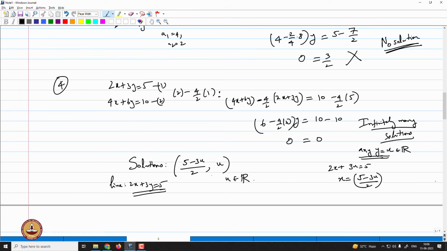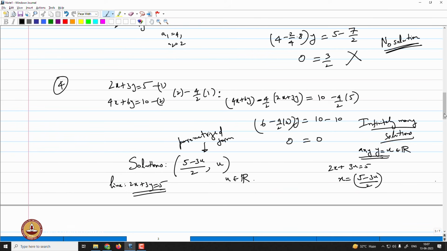Notice how differently I've written it. This is called a parametrized form for the straight line. I've put y as u, some parameter, any real number u you can take, and then x will become (5 minus 3u) by 2, so that this equation is solved, right? So this is a parametrized form for the same straight line, 2x plus 3y equals 5. Okay, so this is the form of writing the infinitely many solutions. Whenever you get it, it's actually just the straight line, but you will see that this form of writing it is very important. Later on, when we generalize, we'll see this.